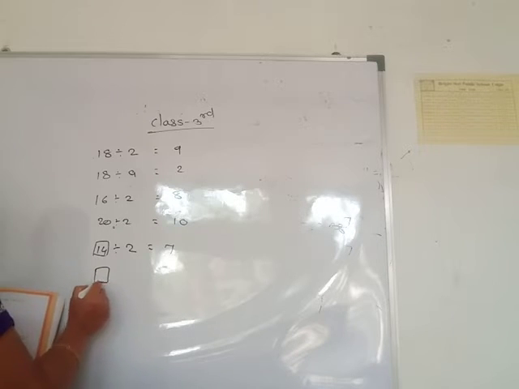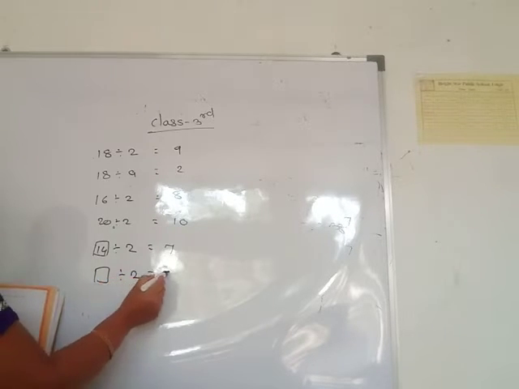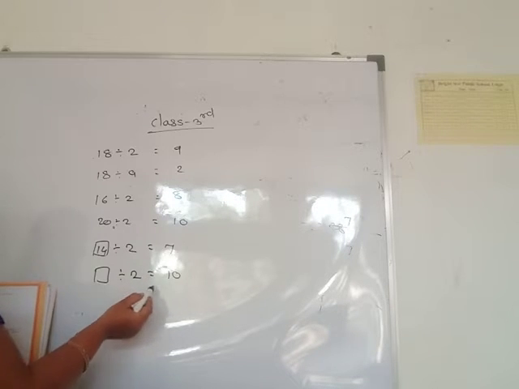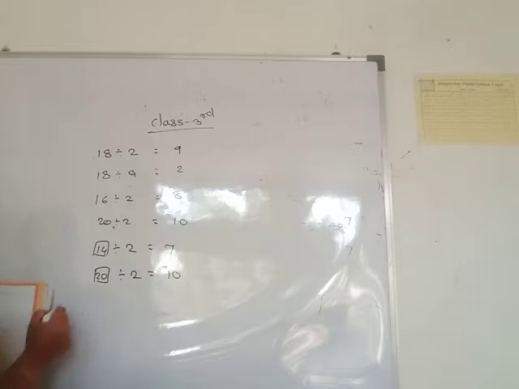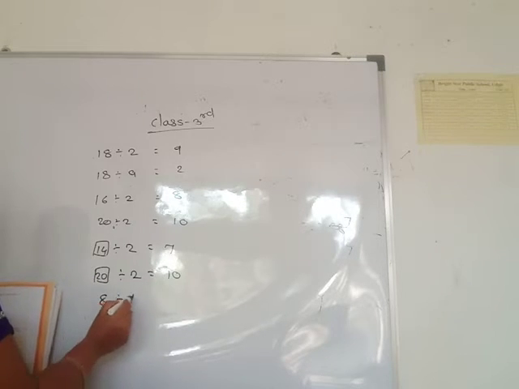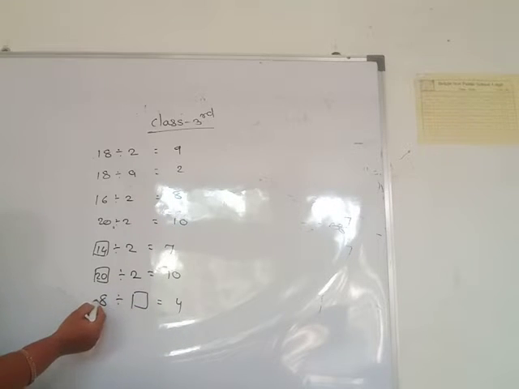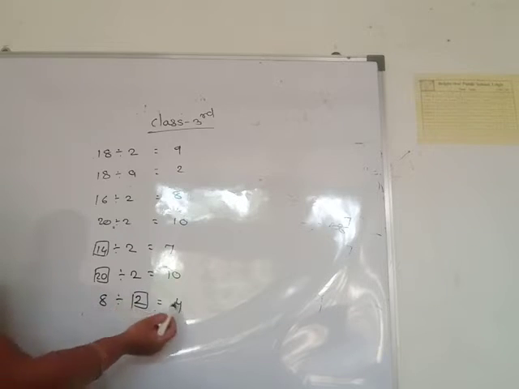Then again one box here: box divided by 2 is equal to 10. See, you do the multiplication of these two numbers: 10 2s are 20. Then you write answer 20. Then here 8 divided by one empty place is equal to 4. See here, 4 2s are 8. Then you write answer 2. Means 2 4s are 8.